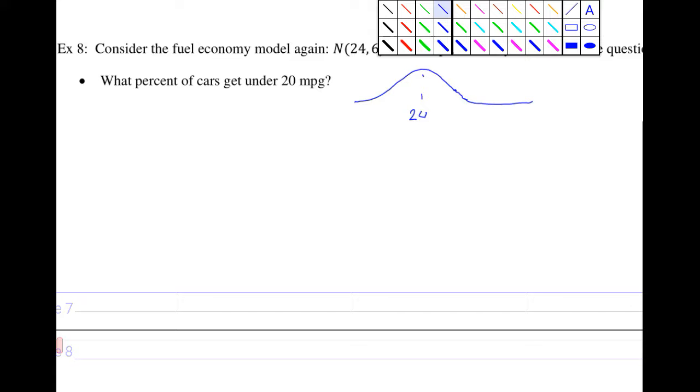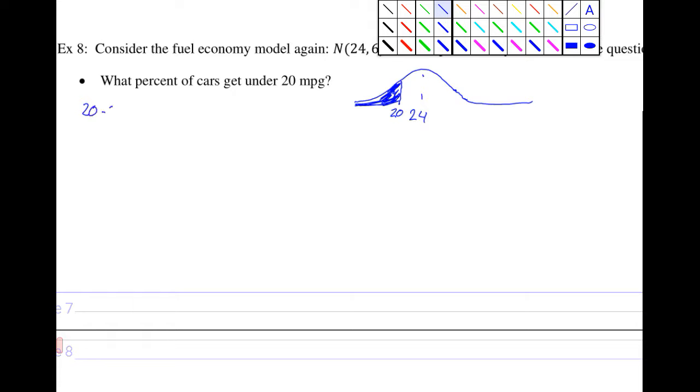There's 24. One standard deviation weighs 6, so 24 should be a little bit before it. And then I want to shade. So I put 20 right down there. That's all I need to do for the sketch.